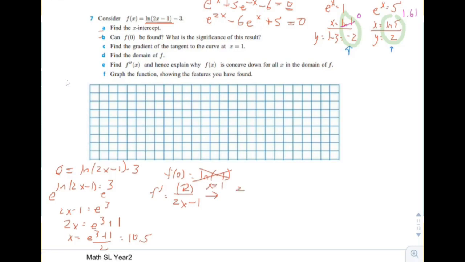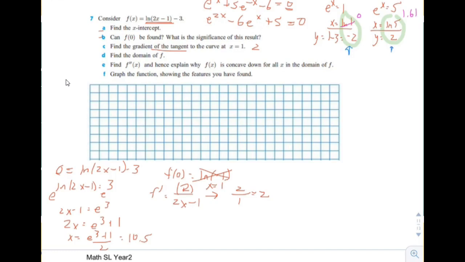We're going to get 2 divided by 2 minus 1, which is 1, which is 2. So the gradient of the tangent of the curve at x equals 1 is 2. Find the domain of the function f. Okay, we already know that 0 is not part of the domain.